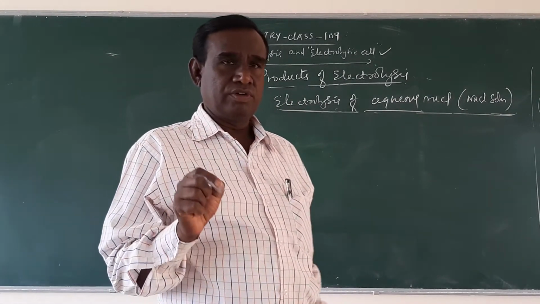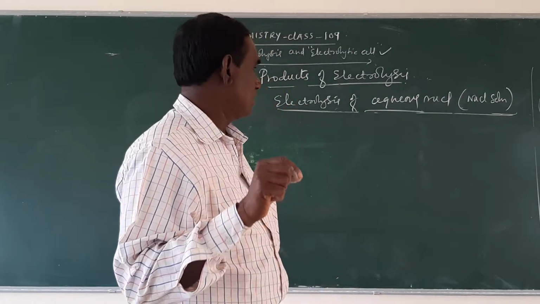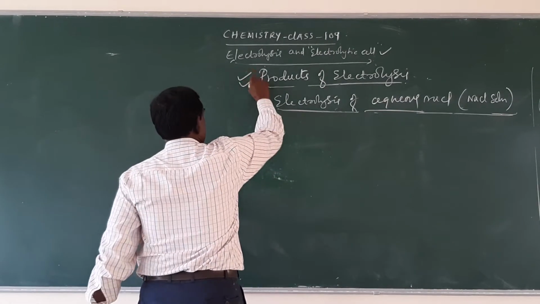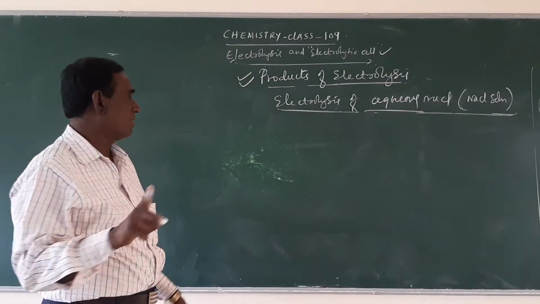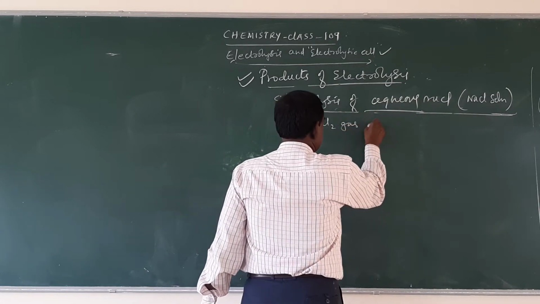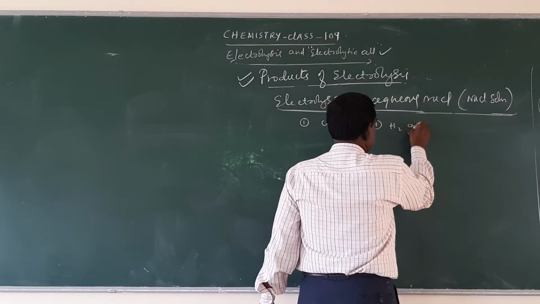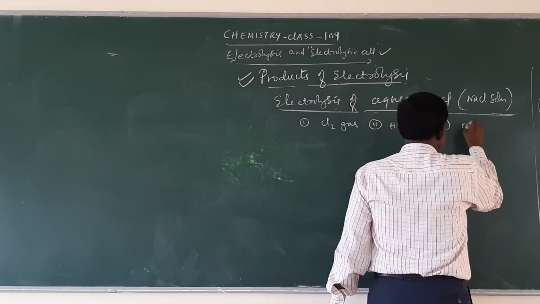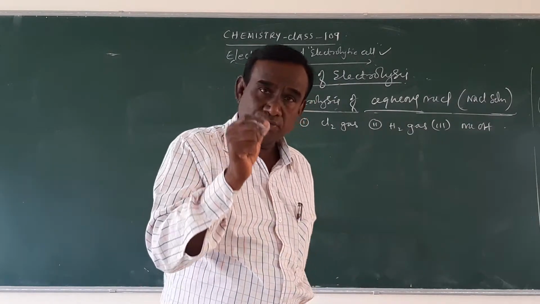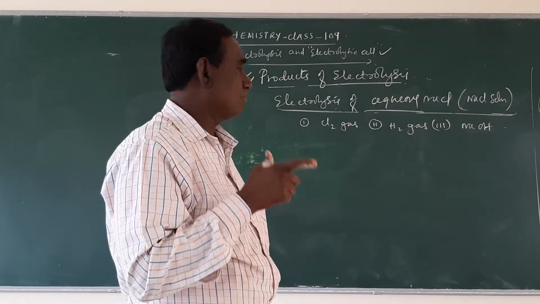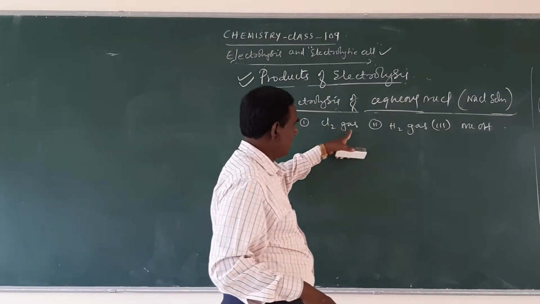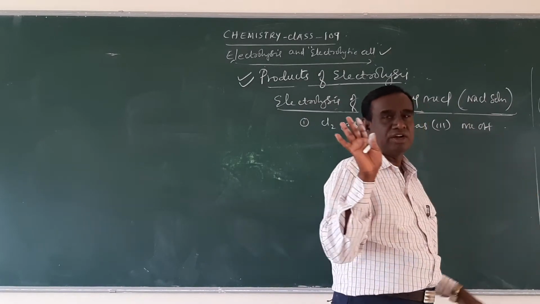That is, sodium chloride solution is subjected to electrolysis. What are the products formed? Remember, the products formed are: first, chlorine gas; second, hydrogen gas; third, NaOH. So these are the three products formed during the electrolysis of aqueous NaCl solution. Aqueous NaCl solution on electrolysis gives how many products? Three: chlorine gas, hydrogen gas and sodium hydroxide.